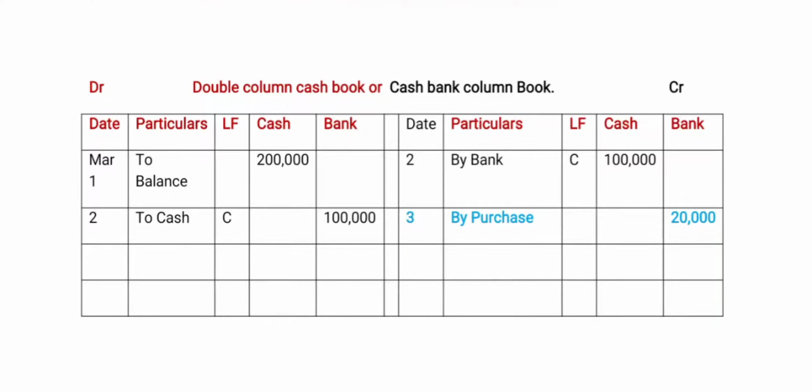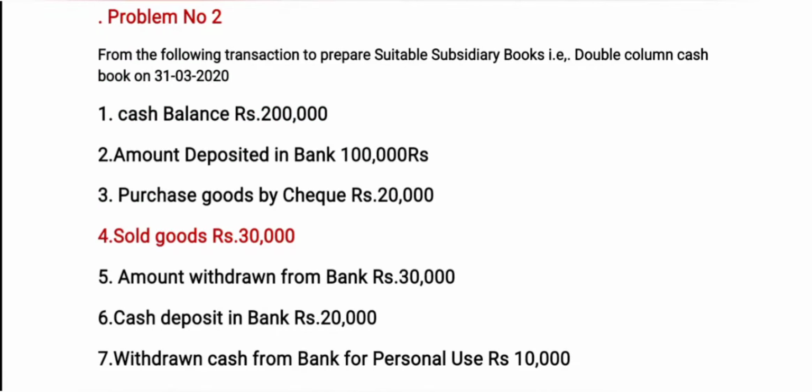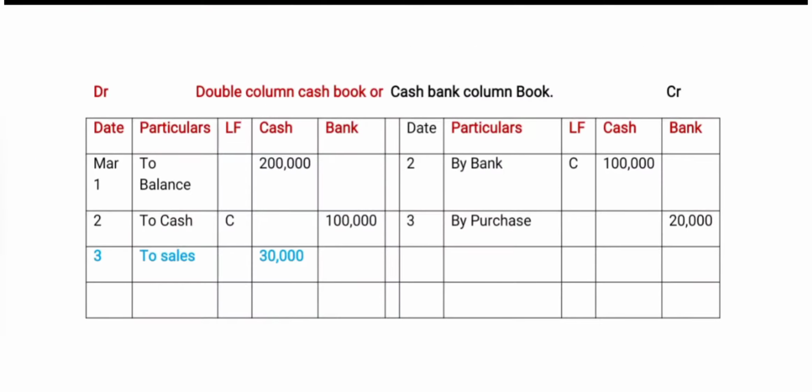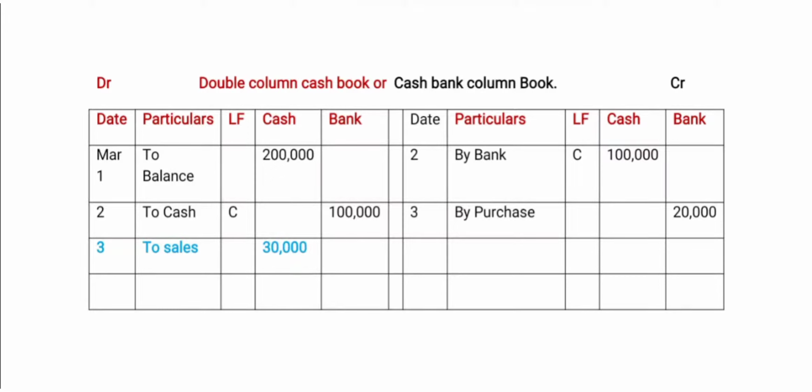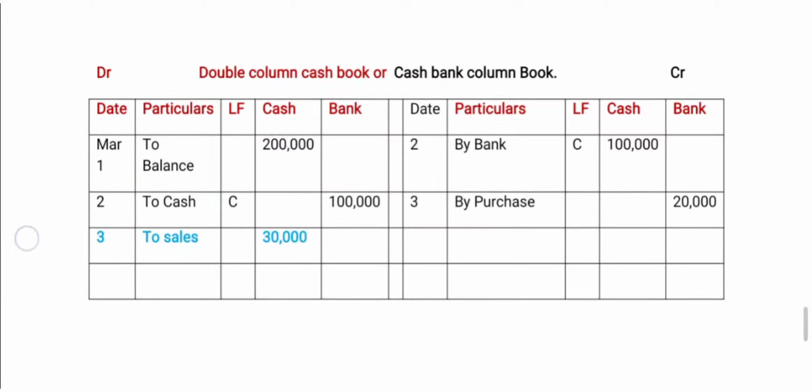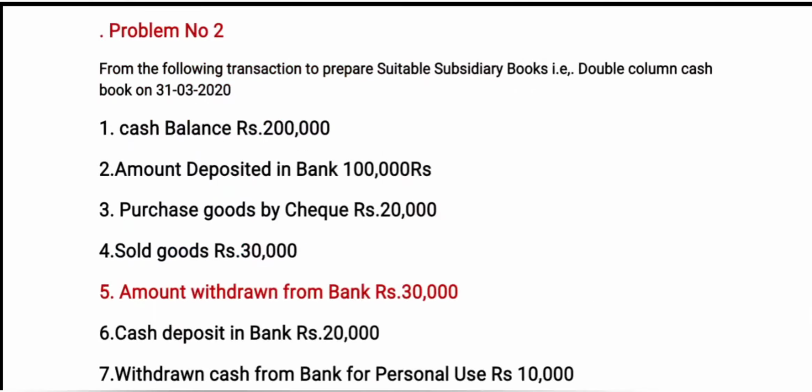We are going to another transaction. Fourth date, sold goods for rupees 30,000. Here goods are going out of the business and cash is coming into the business, that's why we go to the debit side of the cash book. Here we sell goods for cash, that's why sales is going out of the business. We come to the debit side of the account. Date 4th, to sales, 30,000 rupees. This transaction is complete. We are going to another transaction.